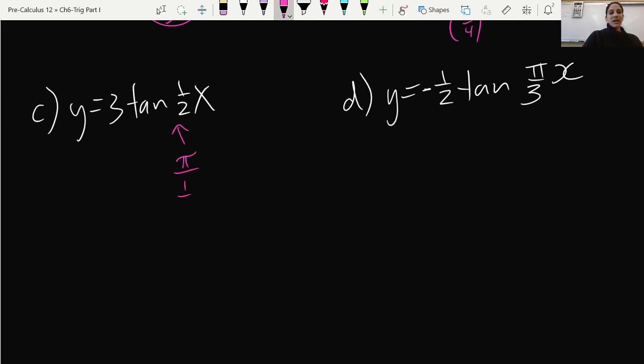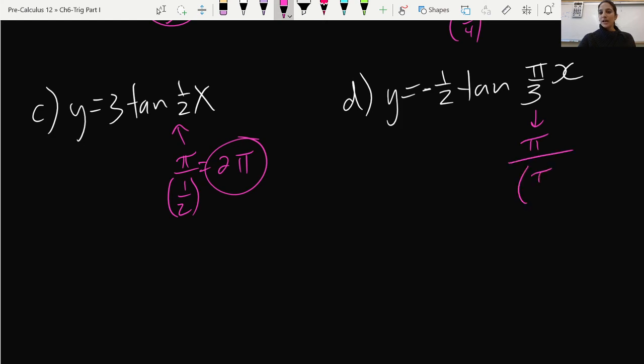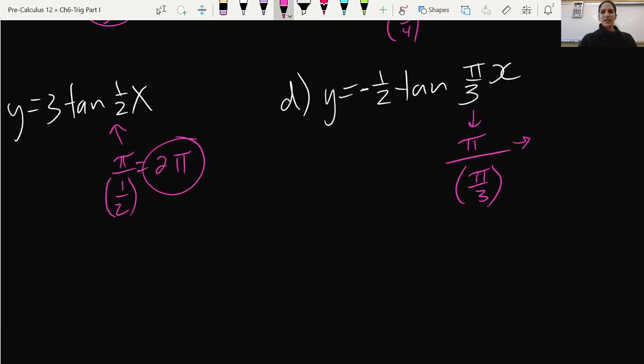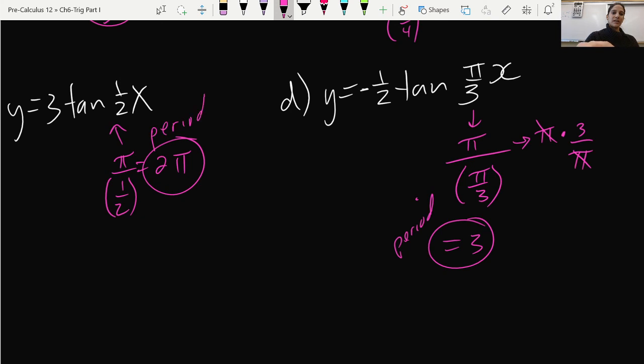I know that it would be pi over 1/2. I know that means I just flip it and multiply by the reciprocal. So that means my period here must be 2 pi when I flip it and look for the reciprocal. And same thing here, it would be pi over 3. So maybe for this one, I'll show you, just to be clear, that means we're doing pi times 3 over pi. So the pi's would cancel. So after all that, my period here would be 3. I'm going to write period there as well.